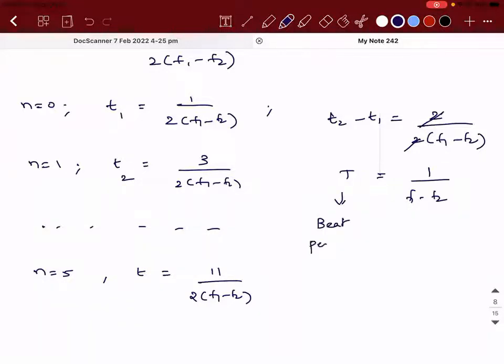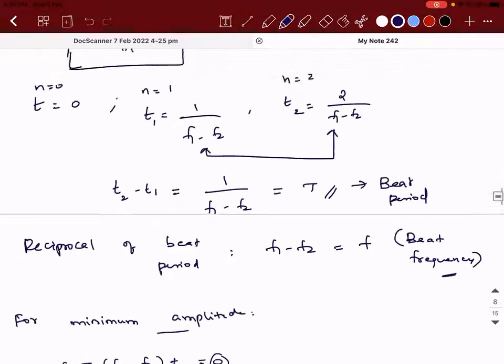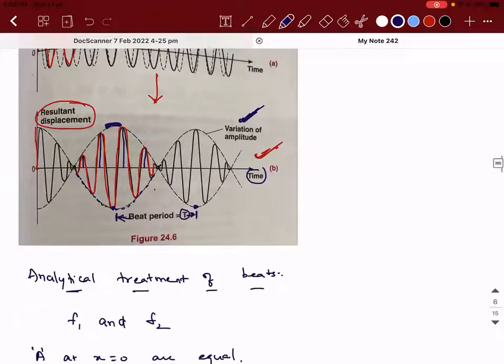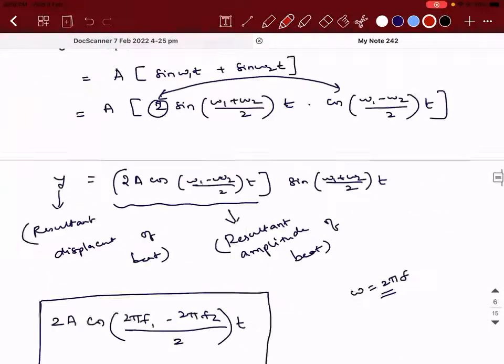Are you able to understand? So this is the beat period. And if you take the reciprocal of it, you will get f1 minus f2. And this is the beat frequency. So you asked me, right, what are those 2 points? Now you should have understood. If you try to measure between two successive maximum points, or between two successive minimum points like this, the period is what is called the beat period, and this will be how much? 1 divided by f1 minus f2. So this is the formula you're supposed to remember.